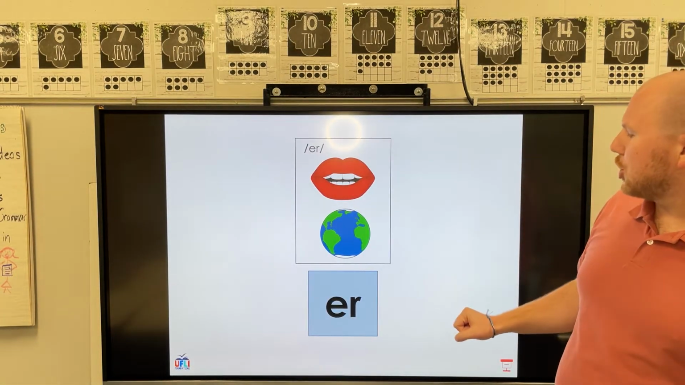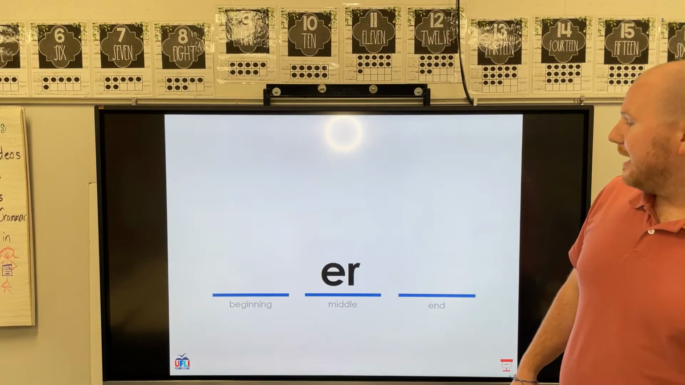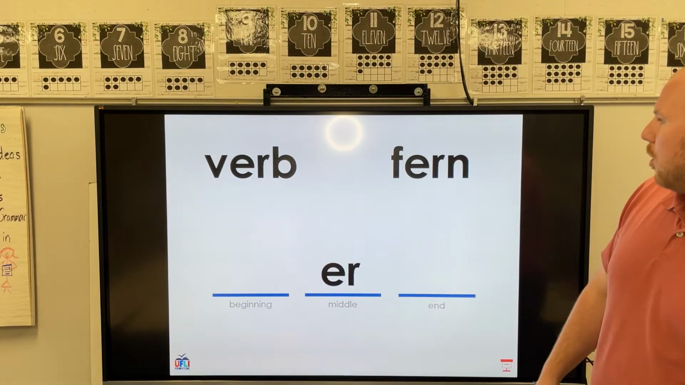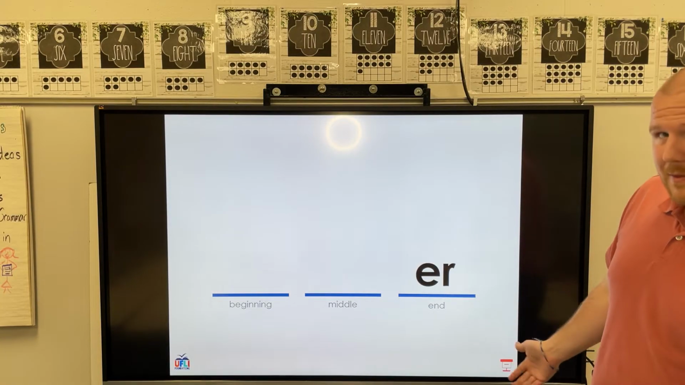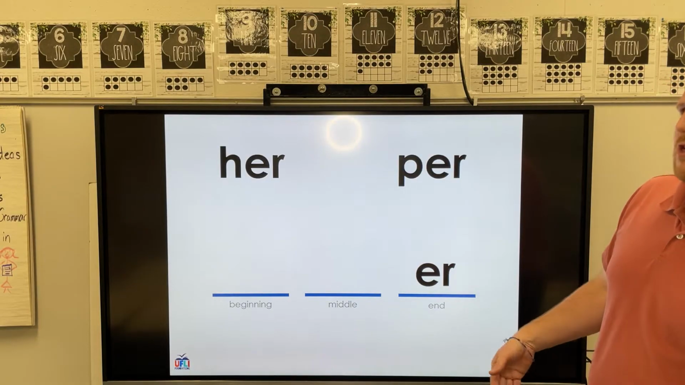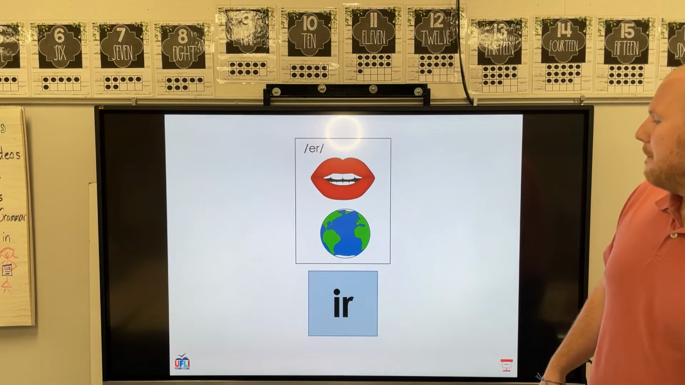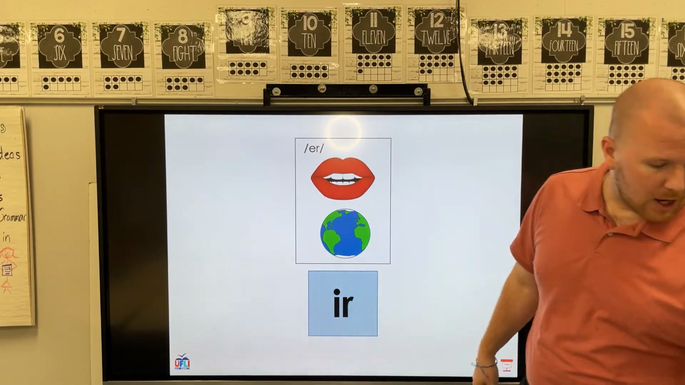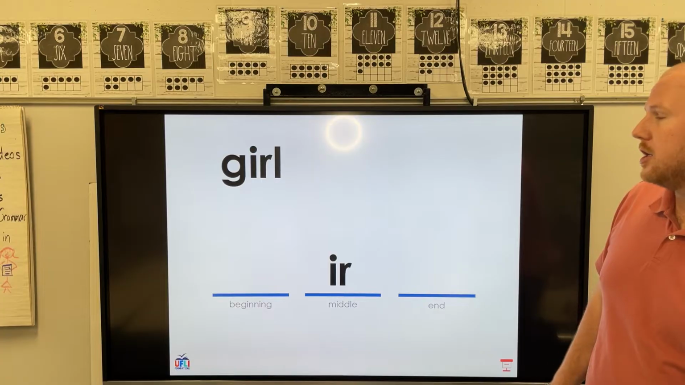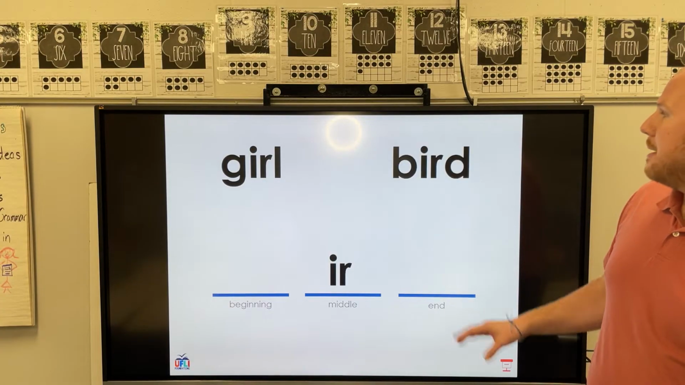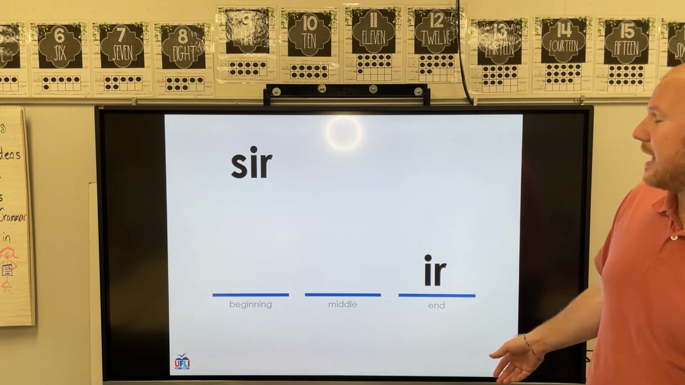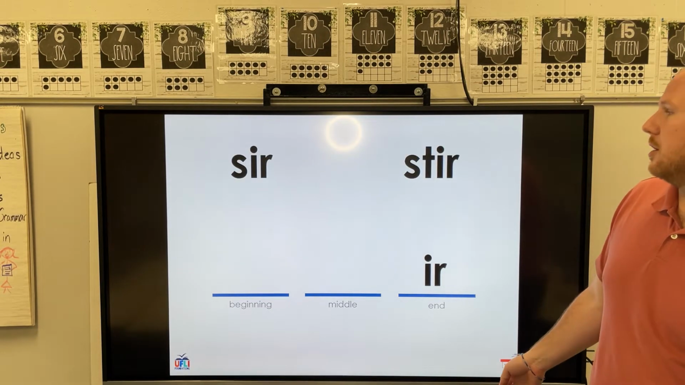ER says /er/ and it goes in the middle of a syllable like verb or fern. It can go at the end of a word like her or per or like brother ends with ER. But it can also be spelled with an IR, which can go in the middle of a syllable like girl, girl, and bird, bird. It can also go at the end like sir or stir.